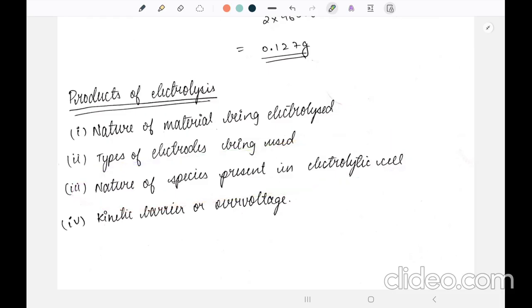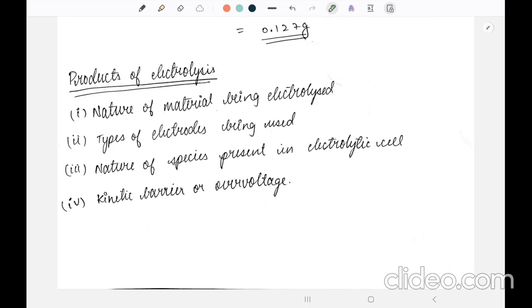So here the product of electrolysis will depend upon the different oxidizing and reducing species and their standard electrode potential values. Cathodic reaction takes place with higher reduction potential while anodic reaction will take place with higher oxidation potential. And there is the kinetic barrier or the overvoltage. Some thermodynamically feasible electrochemical processes are so slow kinetically that they do not seem to function at low voltage. Hence extra voltage, or overvoltage, is required for them.